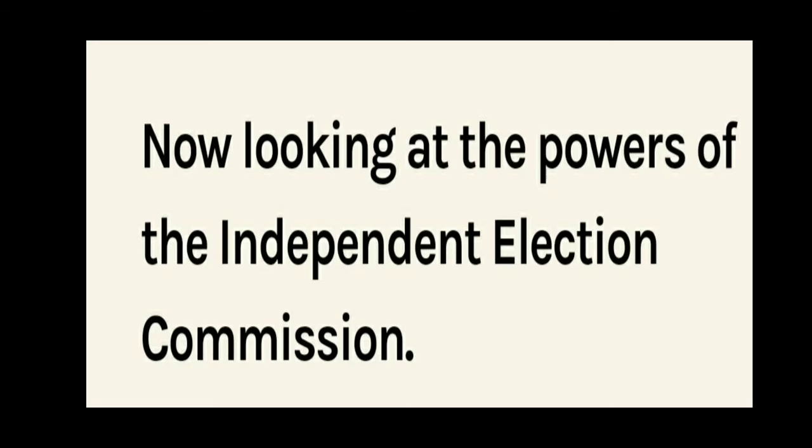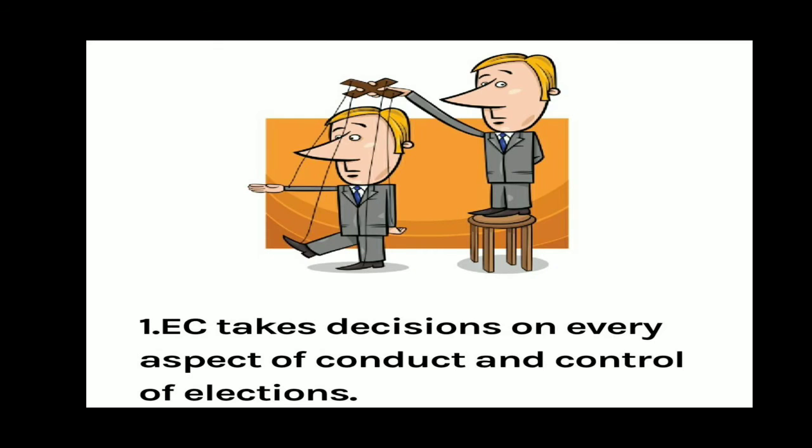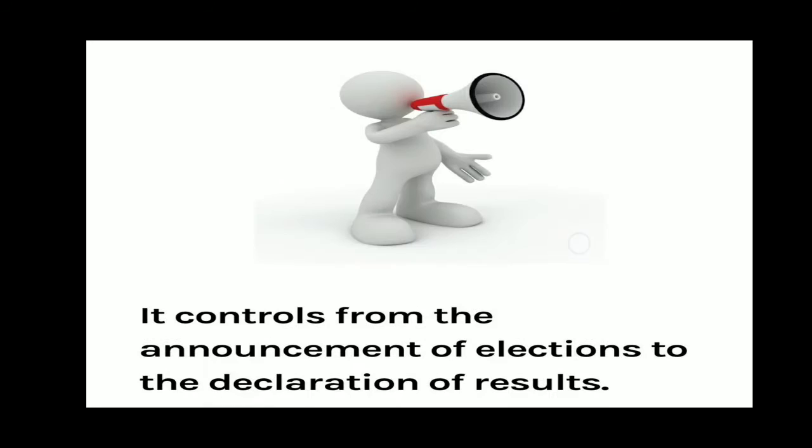Now, looking at the functions of the Independent Election Commission. The Election Commission is also called the Independent Election Commission. Now, the first function: the Election Commission takes decisions on every aspect of conduct and control of elections. It controls from the announcement of elections to the declaration of results.